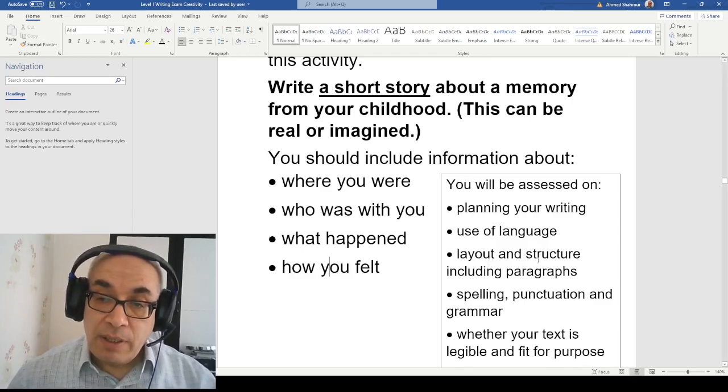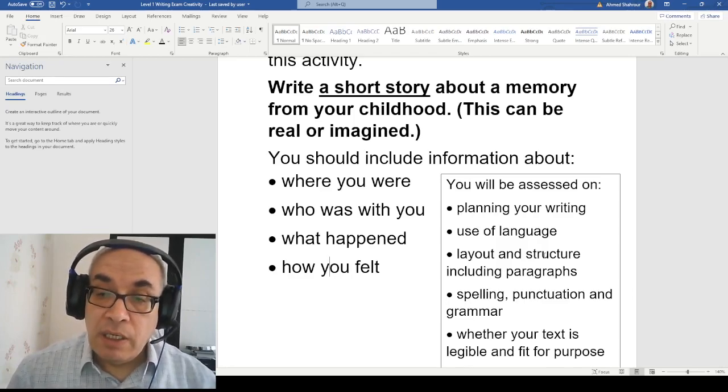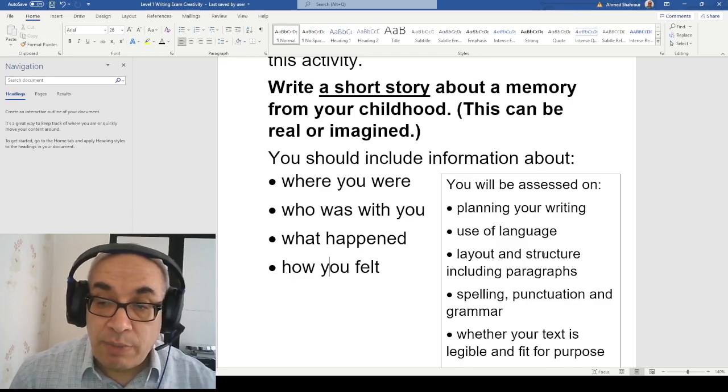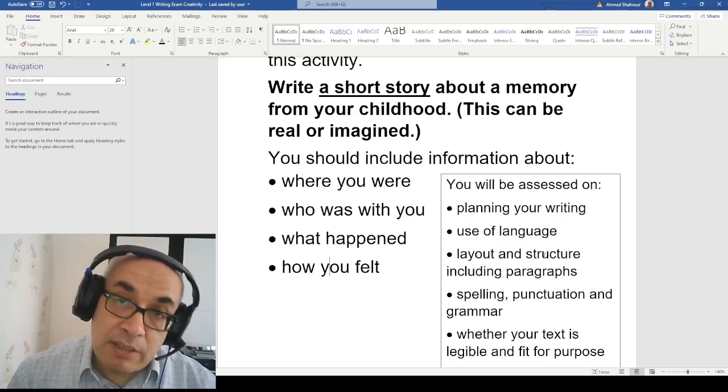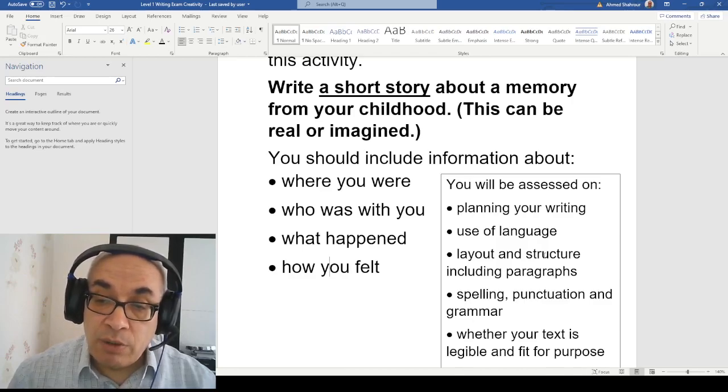Also structure. How do you structure? How do you link everything together? How do you link, for example, the sentences? How do you link the paragraphs? Spelling, we look at your spelling. Punctuation, how do you use capital letters, full stops, exclamation marks, question marks. And we look at your grammar.